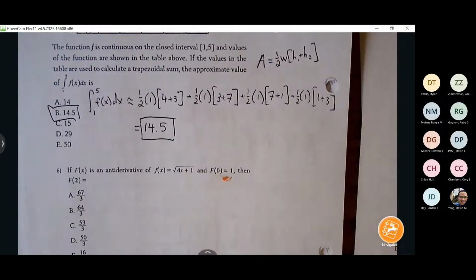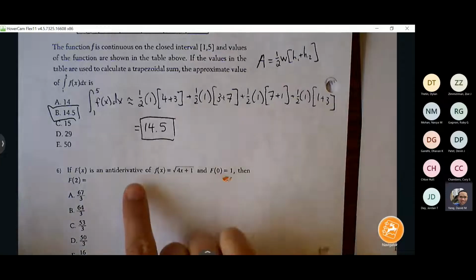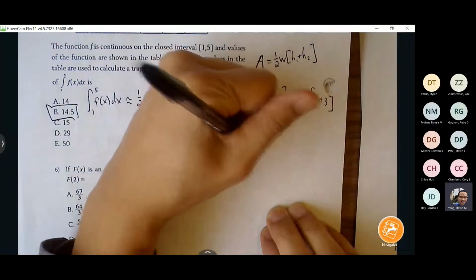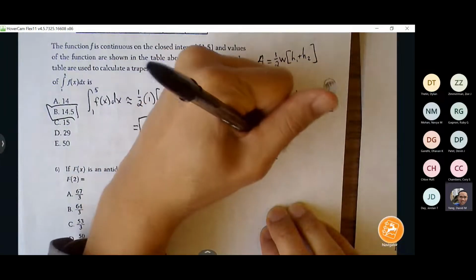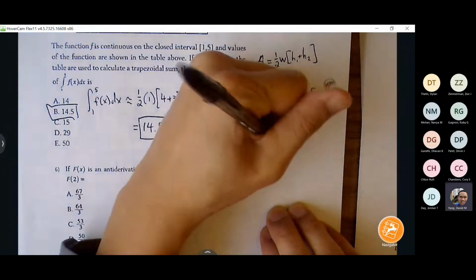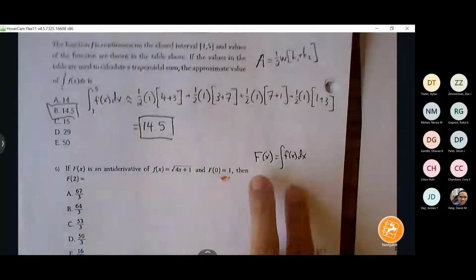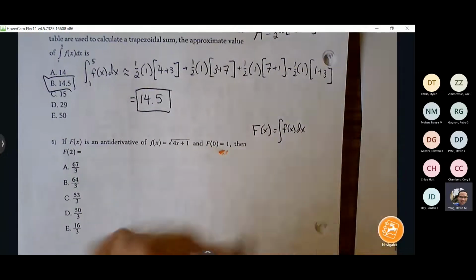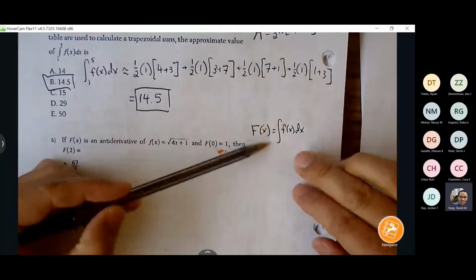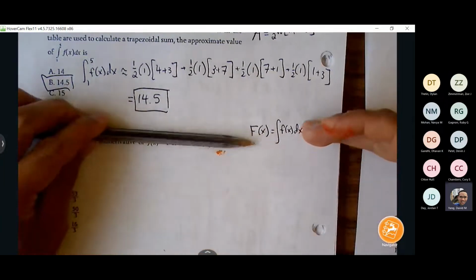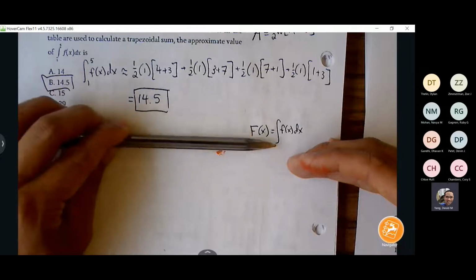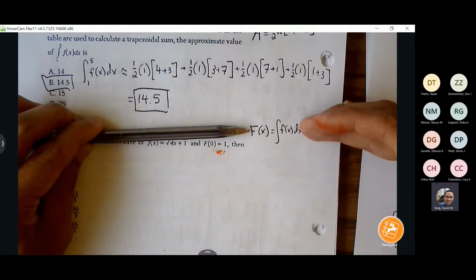Right, number 6. If uppercase F of x is the antiderivative of lowercase f of x, so just to build that relationship here, we know that uppercase F is the antiderivative, the integral of lowercase f. So if we establish that relationship, we understand that this lowercase f is really not at the same level as uppercase F. It needs the help of the integral to rise to the same level. So we know lowercase f is sitting down here, at the derivative level of uppercase F, because it takes the integral of lowercase f to bring it up to the same level.